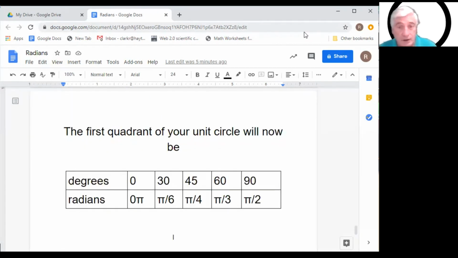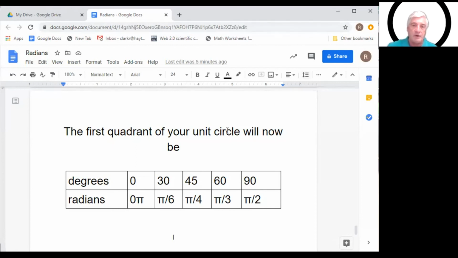So in the next video, or somewhere right below here, I'm going to give you copies of our unit circle again. And this unit circle will have degrees and radians, so you can measure it in either one. And eventually our third unit circle will have only radians.